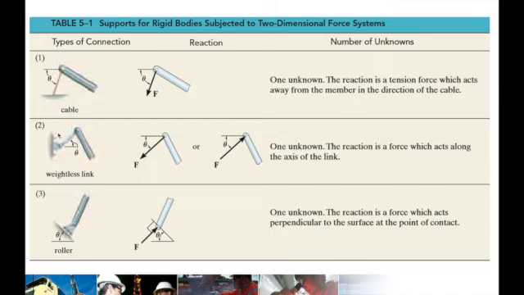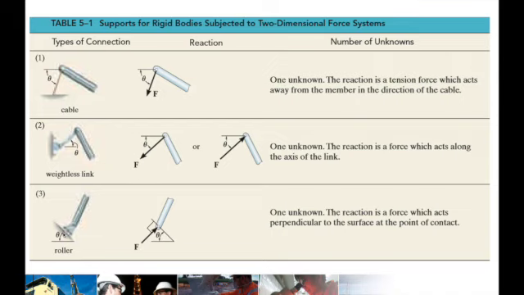Number two, a weightless link. So it's somewhat the same as a cable connection. Also one unknown, and the reaction is a force which acts along the axis of the link. Okay, so it's not just a tension force. It could also be a compressive force.